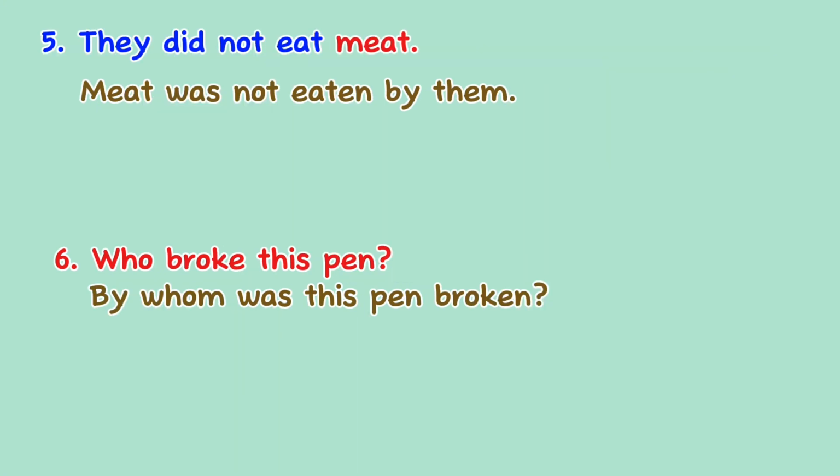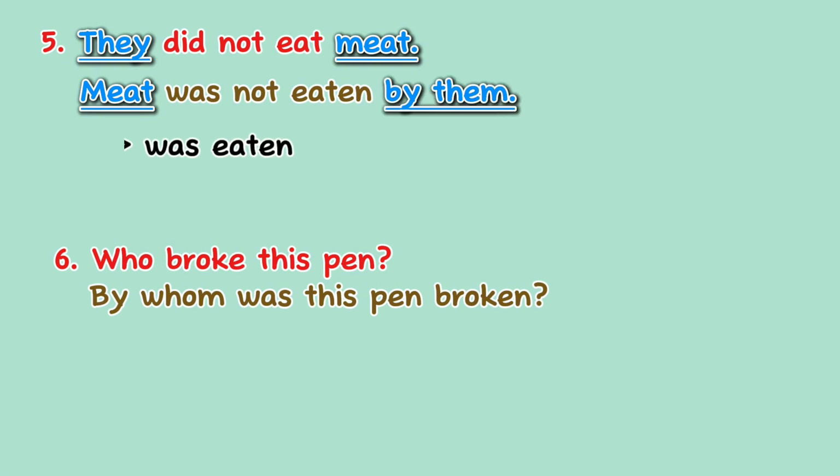They did not eat meat. The passive is: Meat was not eaten by them. In the original sentence, the subject they performs the action of not eating, directed towards the object, meat. To convert this into the passive voice, the object meat becomes the subject of the sentence, and the original subject they is moved to the end, introduced by "by."